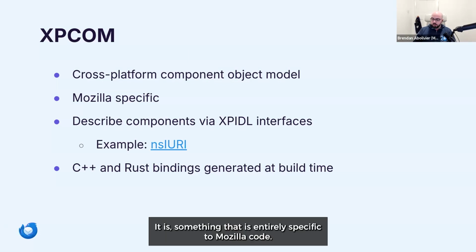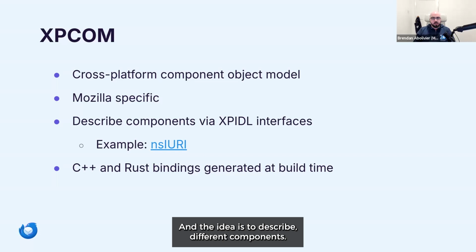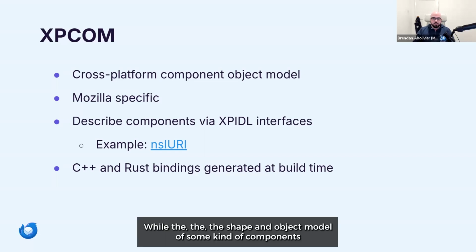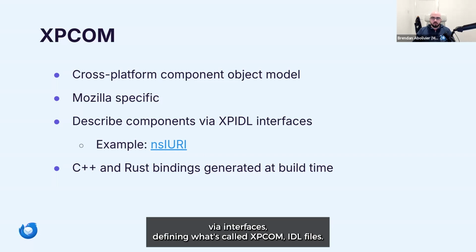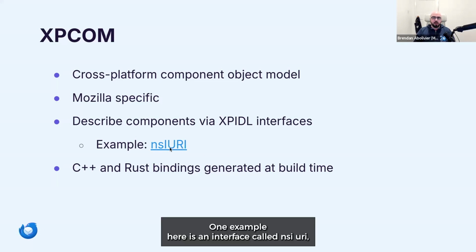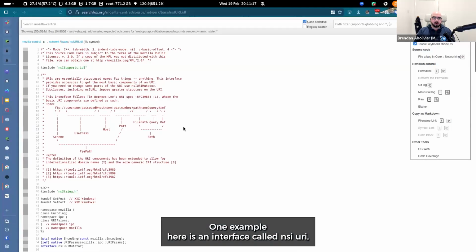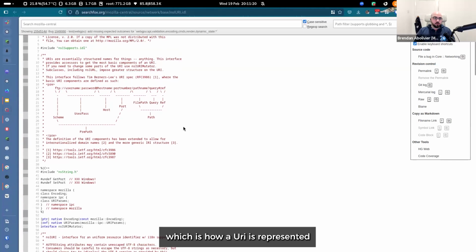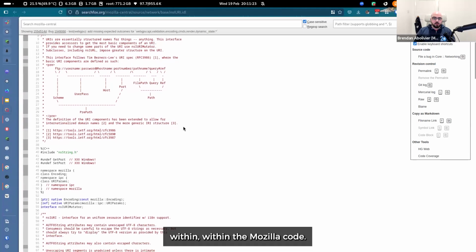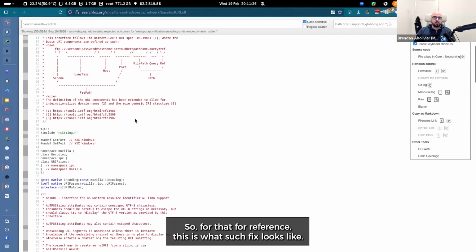It is something that is entirely specific to Mozilla code, well, more specifically Thunderbird and Firefox code. And the idea is to describe the shape and object model of different components via interfaces defined in what's called XPIDL files. One example here is an interface called nsIURI, which is how a URI is represented within the Mozilla code. So for reference, this is what Searchfox looks like.